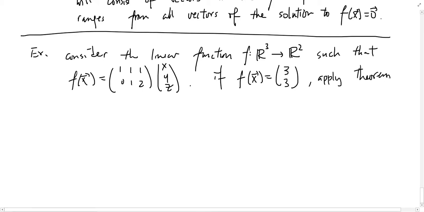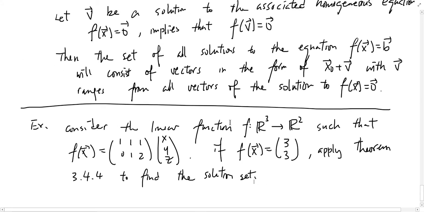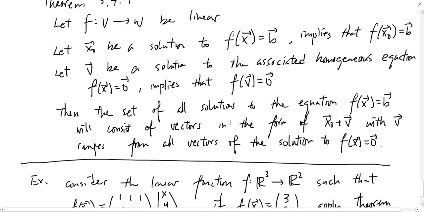So there are multiple ways to solve this. You can just simply try to solve this like you would do any system of equations. But I want you to apply theorem 3.4.4 to find the solution. And on your next test, the question will specify that you have to use the theorem to solve it, because I want to see that you understand the concept of putting together a particular solution to the linear function equation, and also finding the null space and combining them to form the solution that you want.